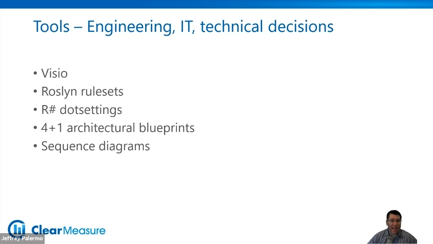Roslyn rule sets enable some of the design patterns and coding styles and rules to be enforced in an automated way. Also ReSharper settings that allows some ongoing static analysis. 4+1 architectural blueprints. That method helps define the different layers, the runtime layer of the software, the process layer, the logical dependency layer, and then the development layer and all the dependencies of what you have to have set up on your local workstation in order to even work with a piece of software. That's the development layer. That style of architectural blueprint is a great tool. And then sequence diagrams. Sequence diagrams are your friend.